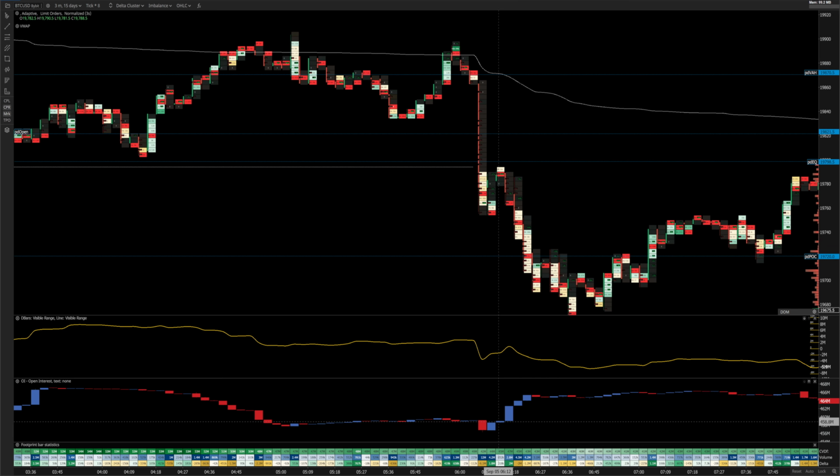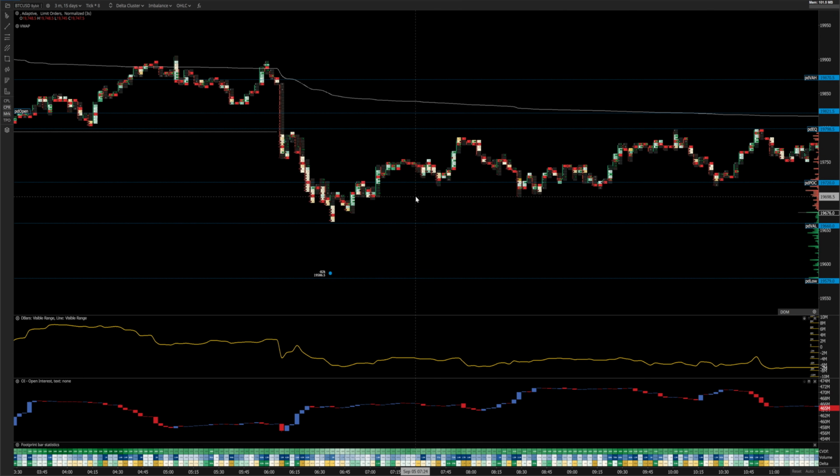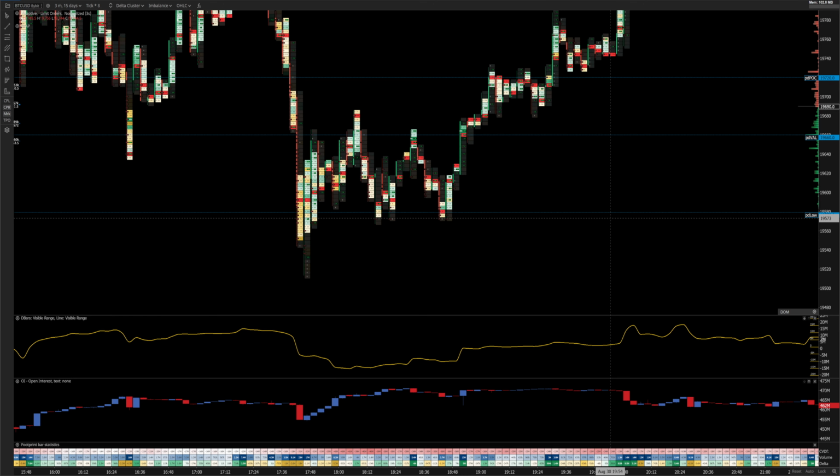Let's go in chronological order, as I like to do. Essentially, this line here, I'm going to keep it very, very simple for you: treat this as aggressive buyers and sellers. Okay, so let me give you an example here. A quick example of CVD divergences here.